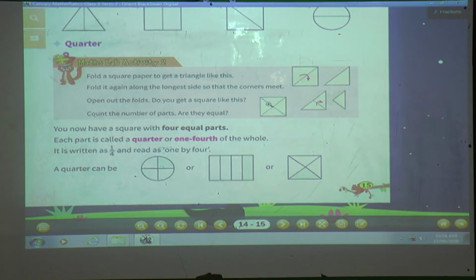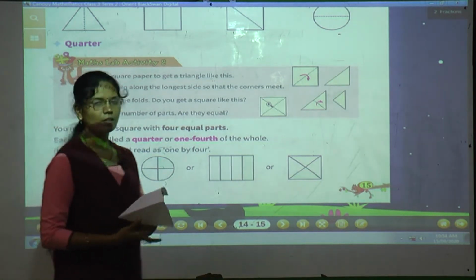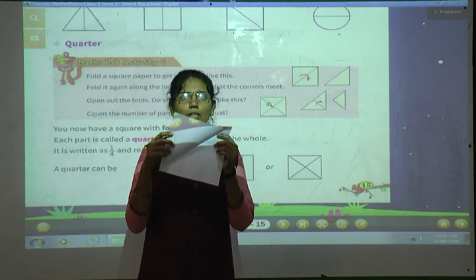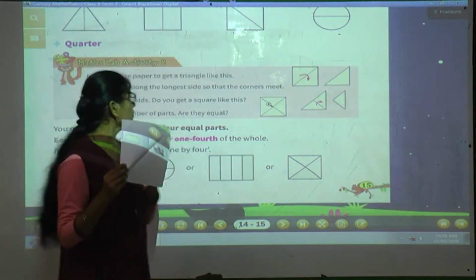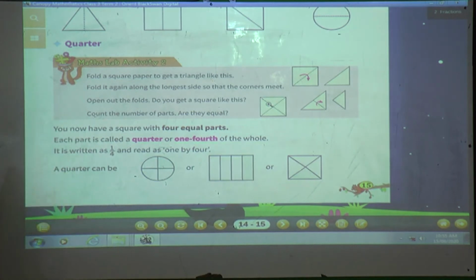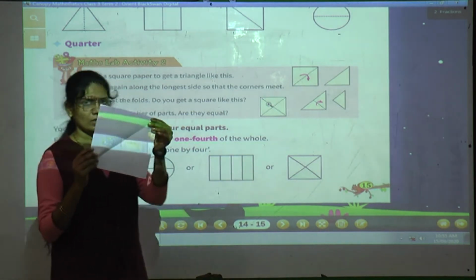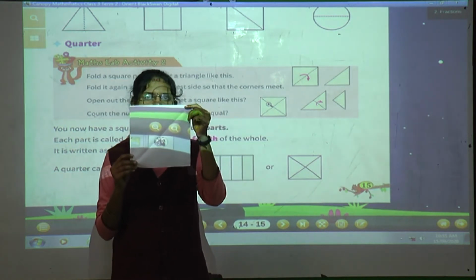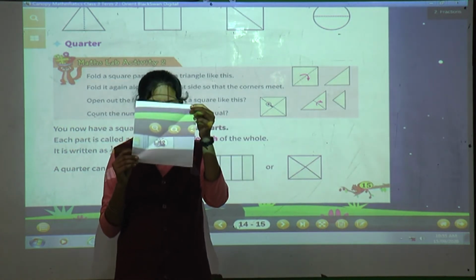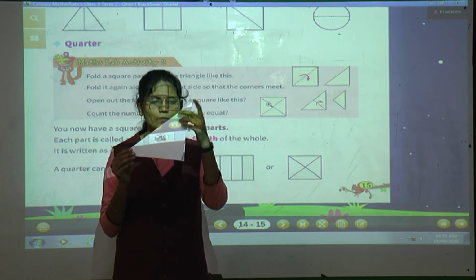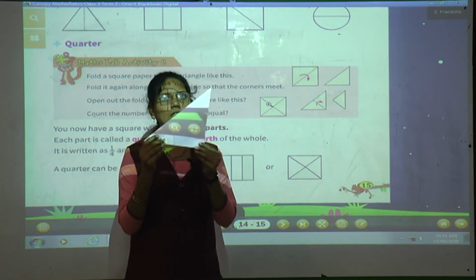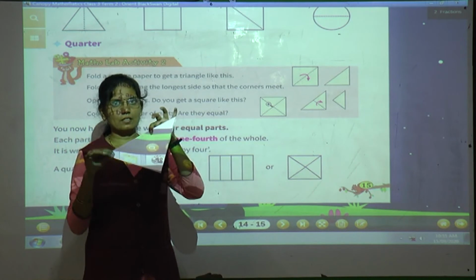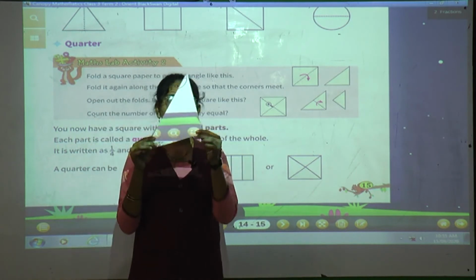Now here we have one square paper, and this square paper we have to fold to get a triangle like this. So let us fold this square paper. We have to fold it from the corner. Okay, so in this way we will fold. Now here we got a triangle. Can you see this triangular shape?